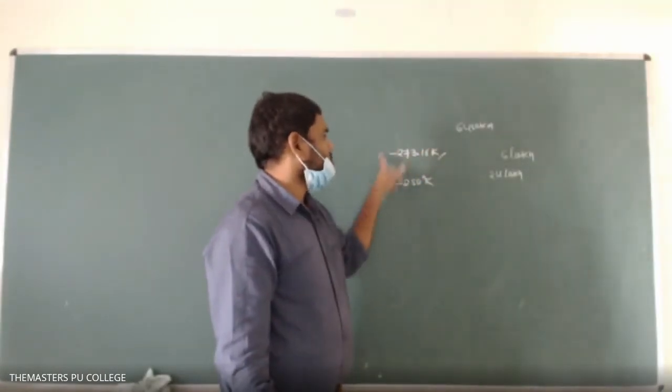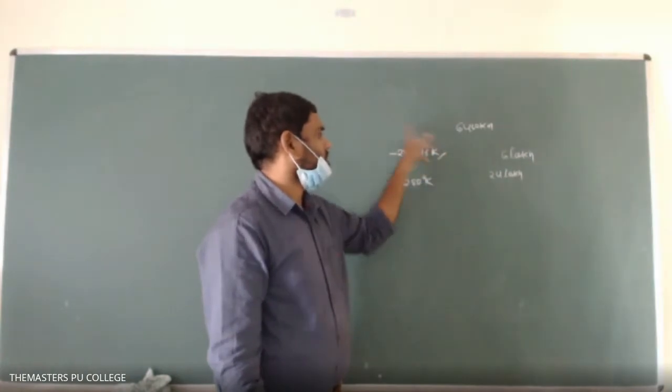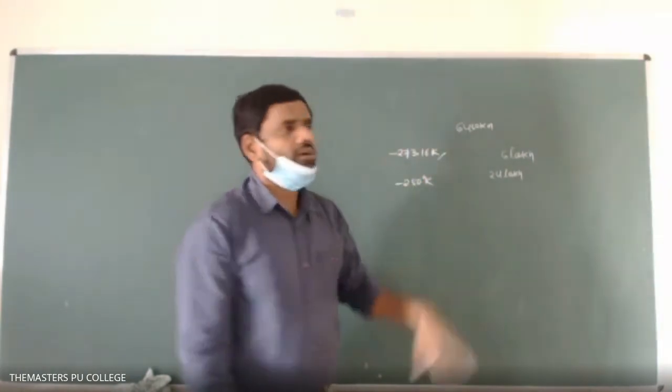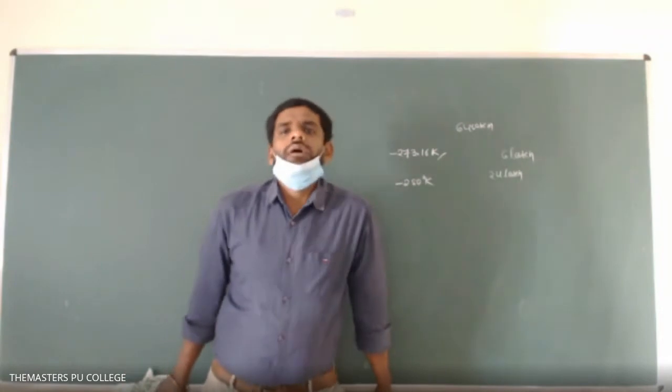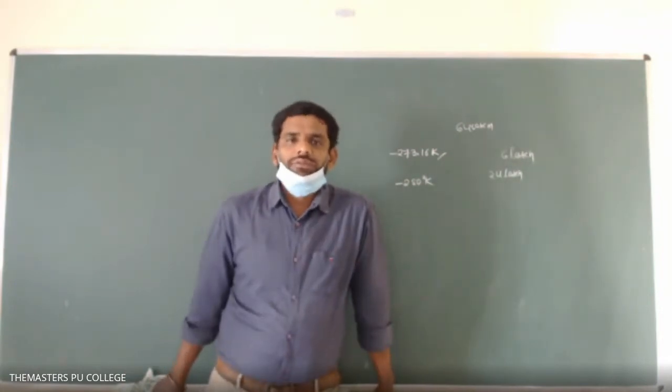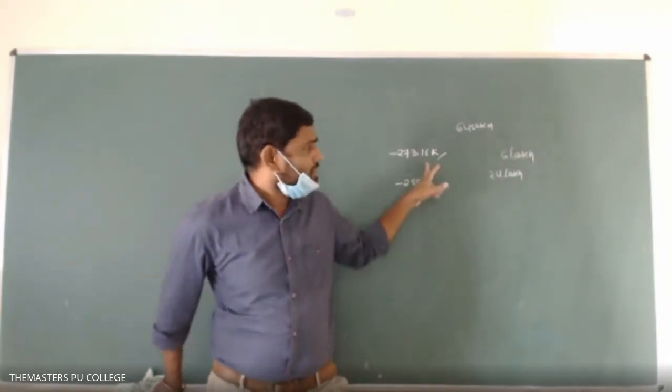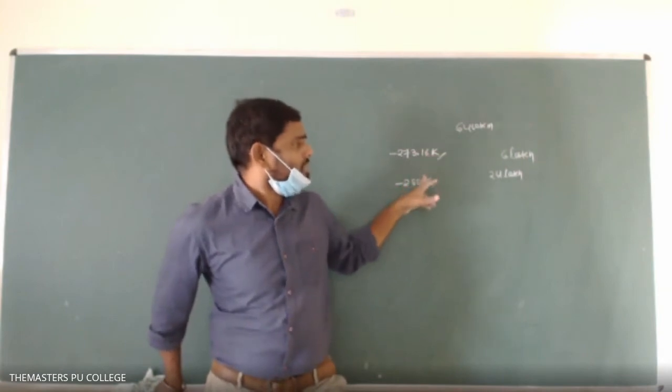So here onwards the Kelvin scale has started. That's why the Kelvin scale is often called the absolute zero scale also. So this is one of the importance of this Kelvin scale apart from the other 3 scales.